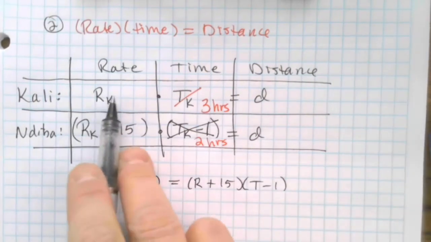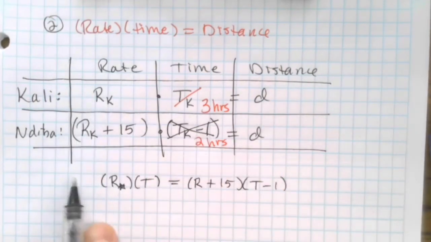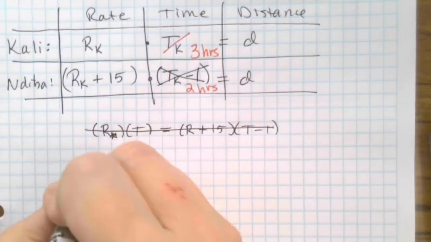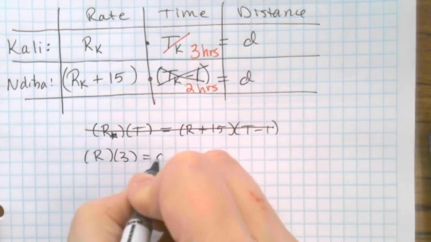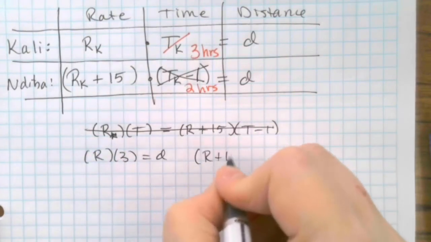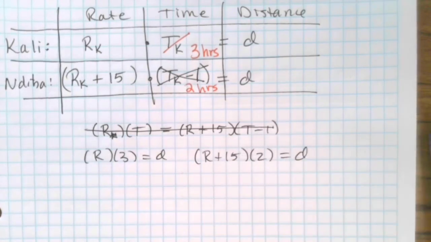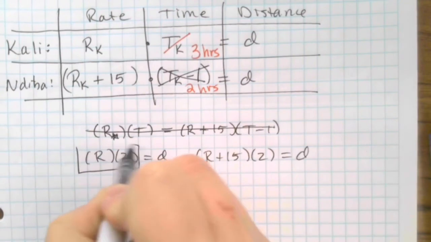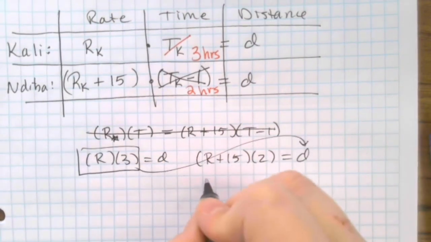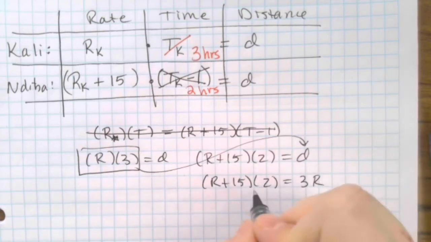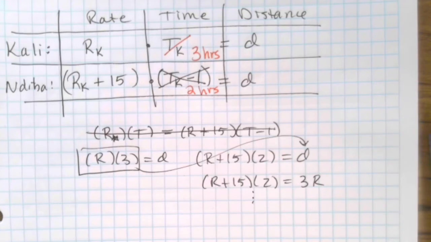Now we're down to 2 equations and 2 variables. This one we only had 1 equation with 2 variables, so it wasn't solvable. This one is though. So we have R times 3 equals D, and we have R plus 15 times 2 equals distance. Now from here, I would probably recommend the substitution method. Since D is equal to 3R, you can go ahead and sub that in. So you get R plus 15 times 2 equals 3R, and then keep on going. Solve for R, substitute back in, solve for D.